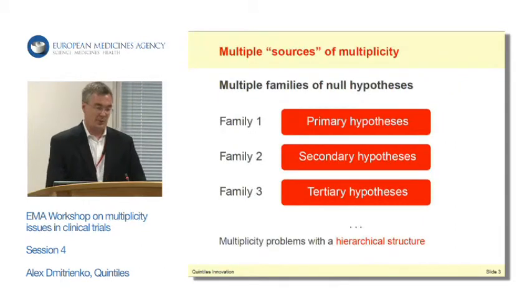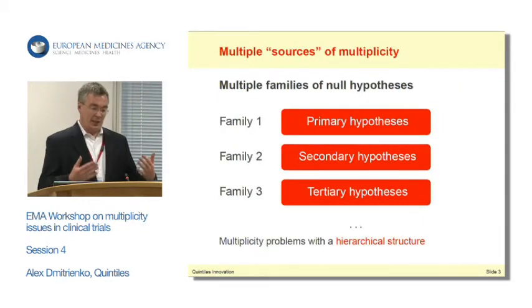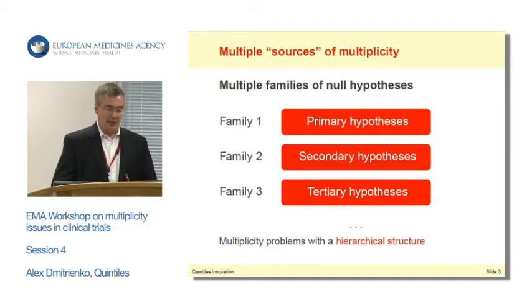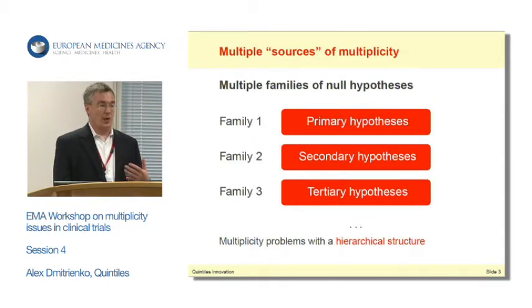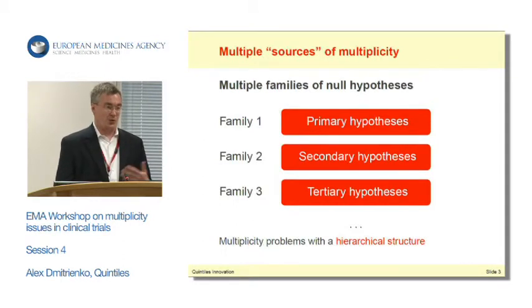So let me now provide a little bit of background for the topics I'm going to describe in this presentation. We'll assume that we have a clinical trial with tests, endpoint tests, or subgroup tests that are grouped into families. And here's the typical setup that you see on this slide.